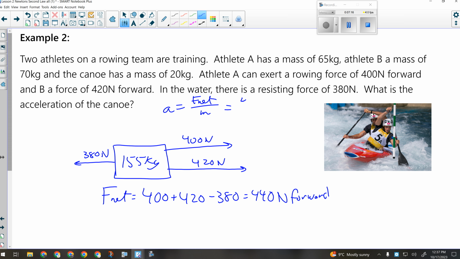So we take our 440 newtons and we divide it by the 155. Okay, what does that come out to? 2.6 meters per second squared. And that'll be forward. Again, got to have that direction on the vector quantity. It's 2.8. Is it 2.8? Yeah. Sorry.